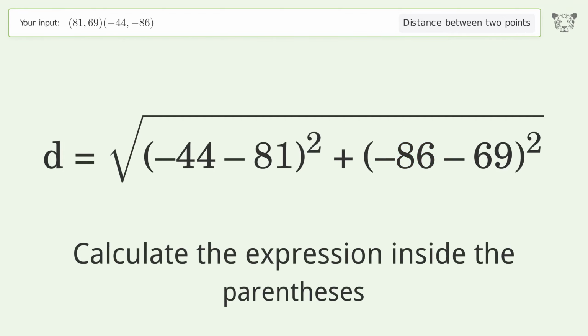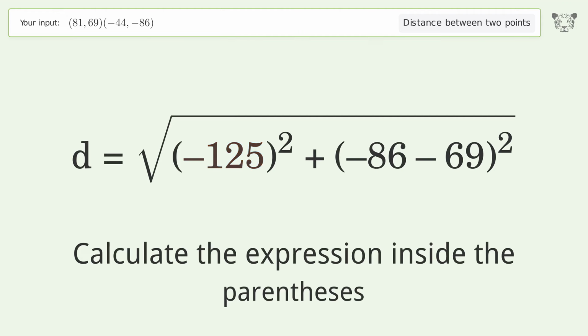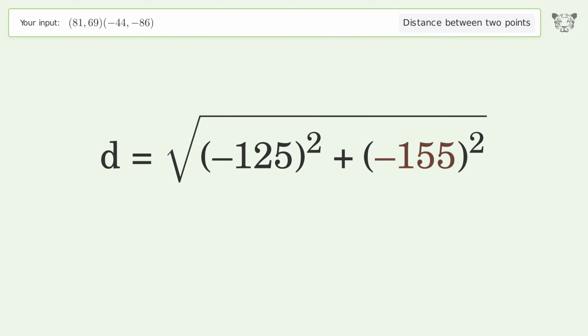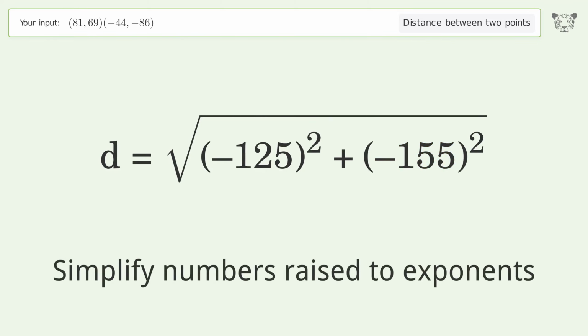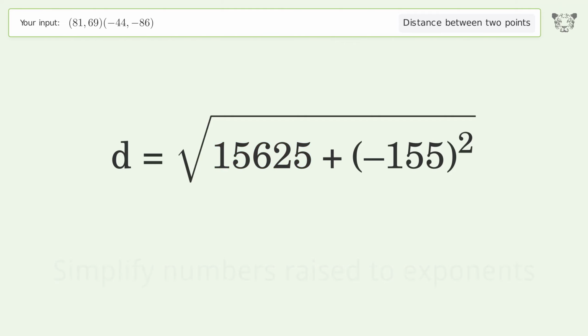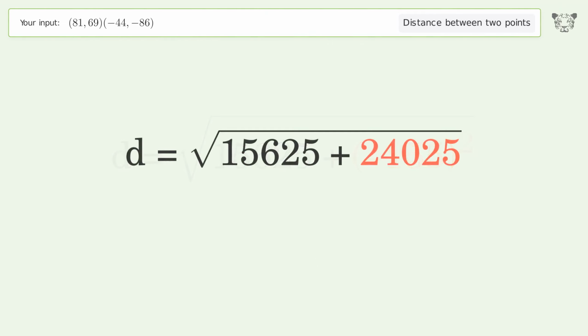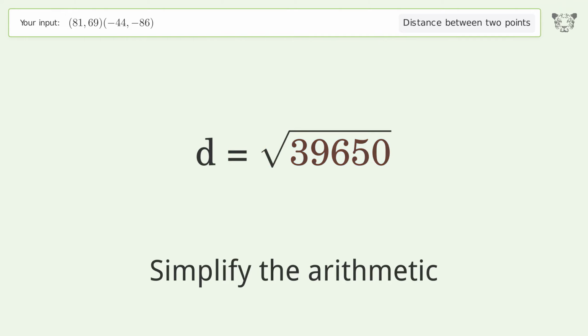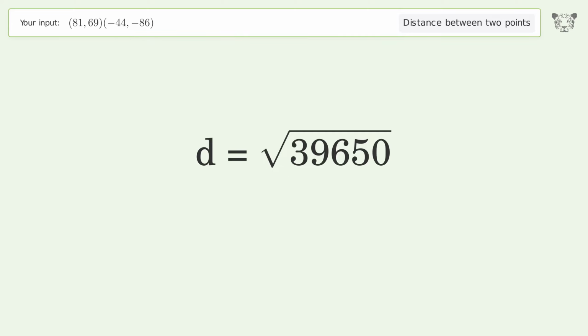Calculate the expression inside the parentheses. Simplify numbers raised to exponents. Simplify the arithmetic. And so the distance between the 2 points is the square root of 39,650, or 199.123.